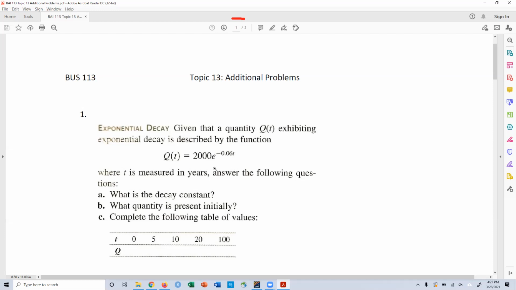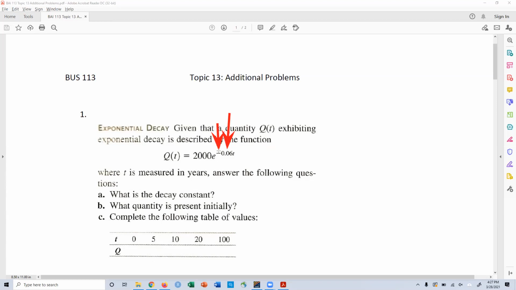So this is just understanding the structure of these exponential quantity models. We want to make sure that we're really clear that the first term that goes in front of the e is the initial quantity. And the second term that goes in front of the t is our decay constant or growth constant, depending on whether there's a positive or a negative. So if there's a negative, we call it a decay constant.